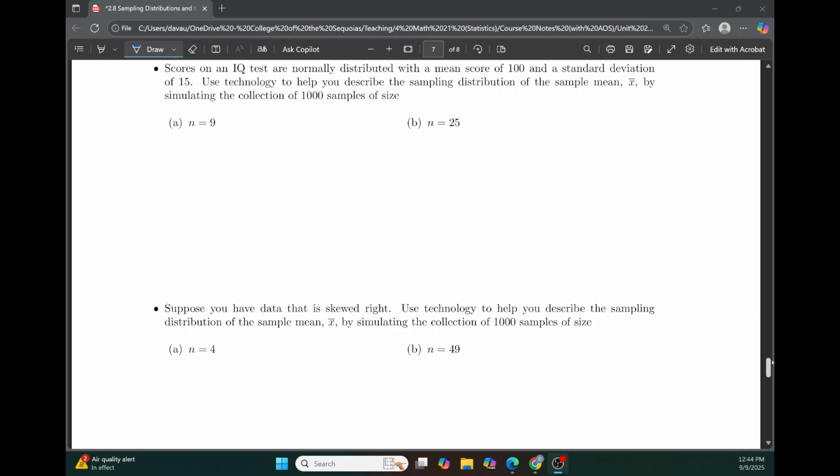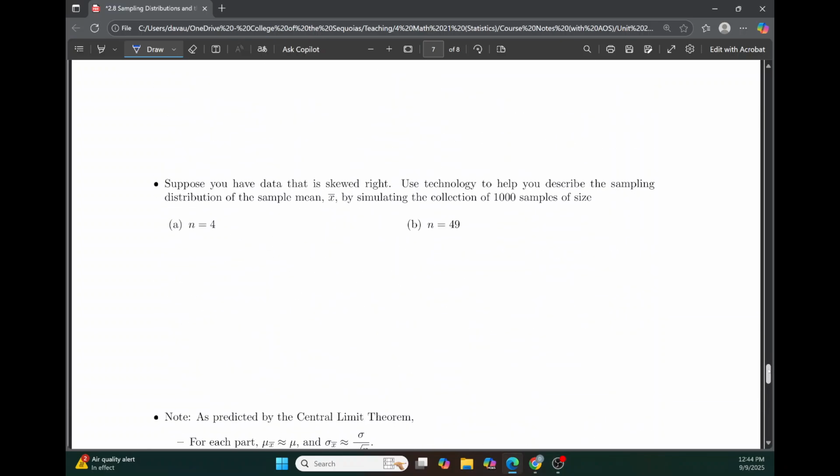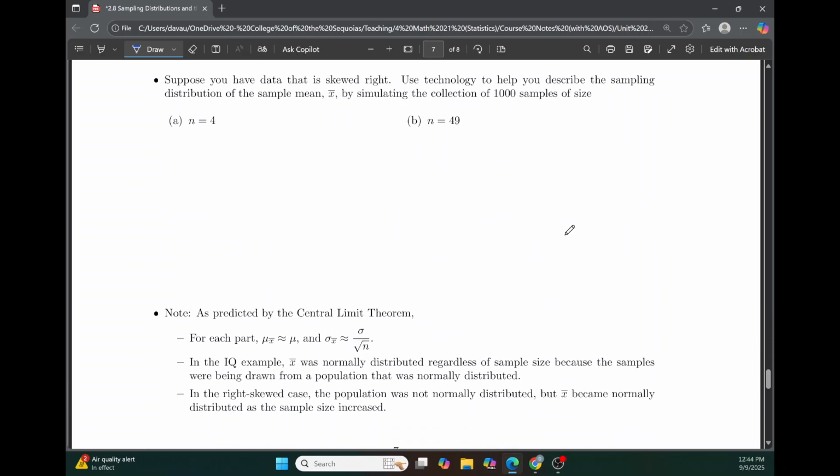I'm not going to really write anything. But the next example says, suppose you have data that's skewed right. Use technology to help you describe the sampling distribution of the sample mean x bar by simulating the collection of 1,000 samples of size 4 and size 49. So let's go back over.